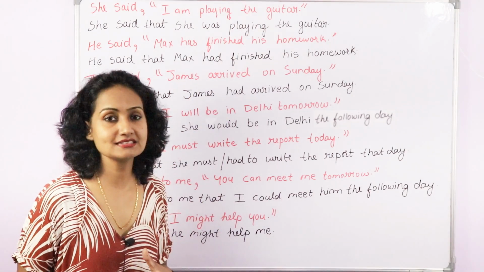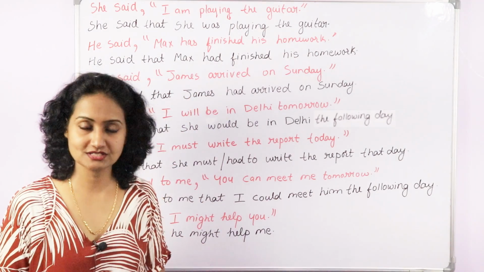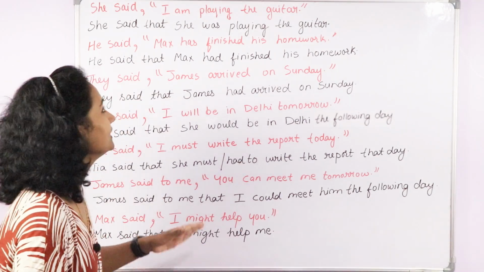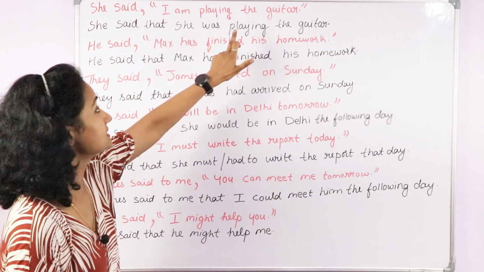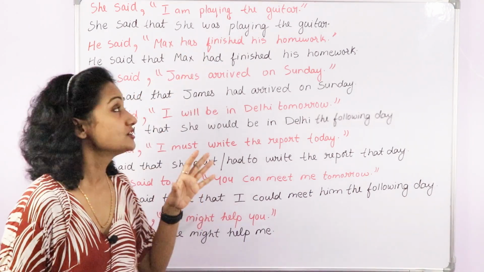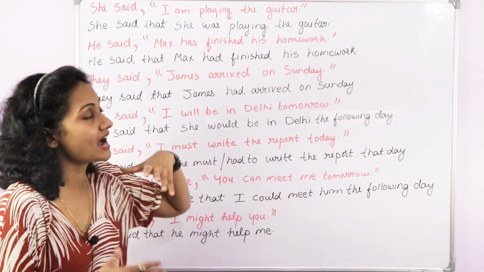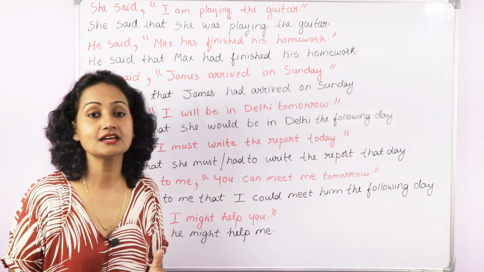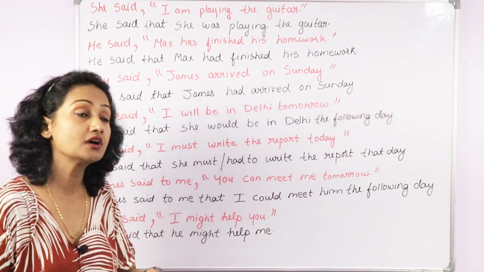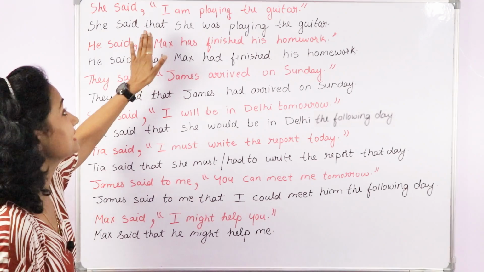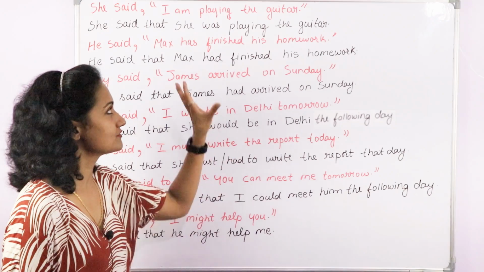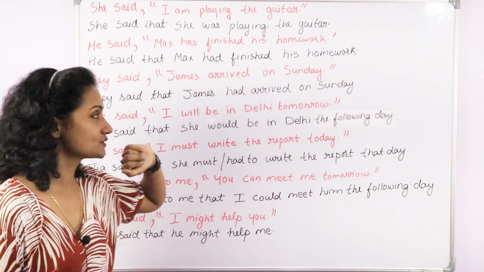So which tense is this? This is present continuous. So present continuous will change into past continuous. Okay, so I am playing the guitar. In place of I, we will use she, because she used it for herself. You can't say she said, "I was playing the guitar," because you are not talking about yourself, you're talking about her, she. She said that she was playing the guitar. So this way you have to make an indirect speech.